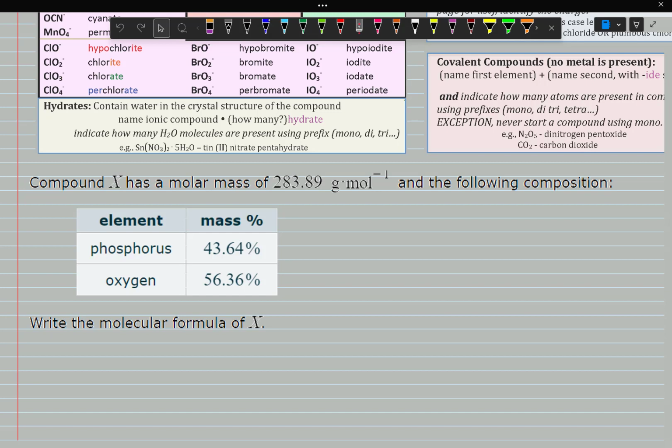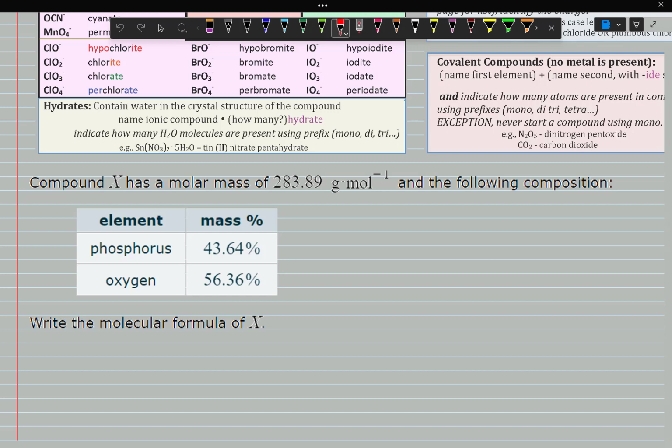Now, it might be tempting just to think that in this case, phosphorus just makes up 43.64% of the compound's mass, and oxygen makes up 56.36% of the mass. And while that is true, that is not the case for how many moles of each substance is in this compound. And the reason for that is that every element has a different molar mass. So this video is about showing you the trick to solving these problems.